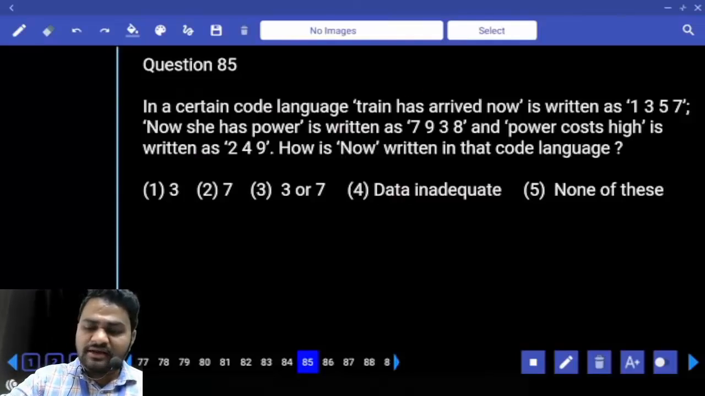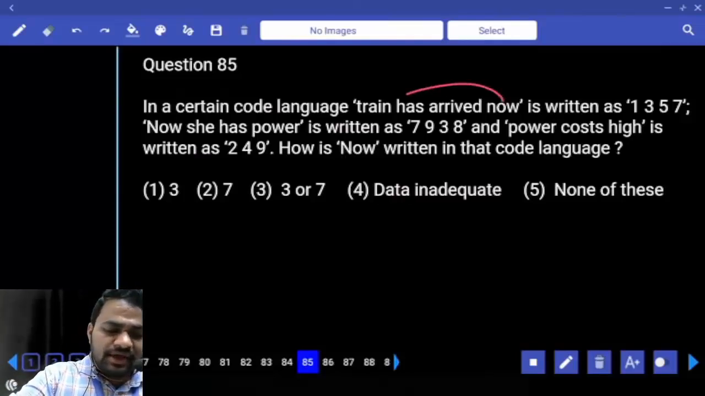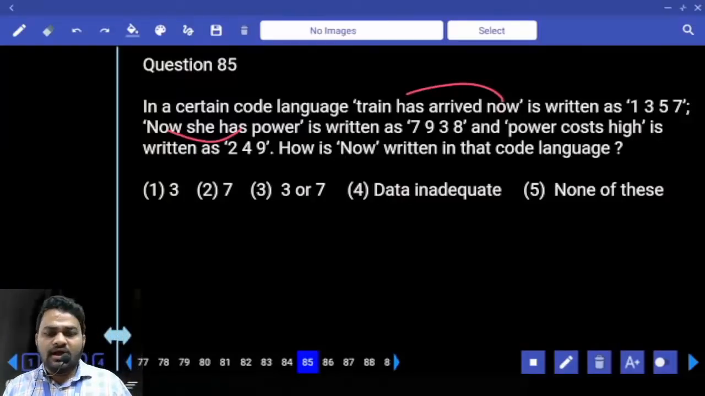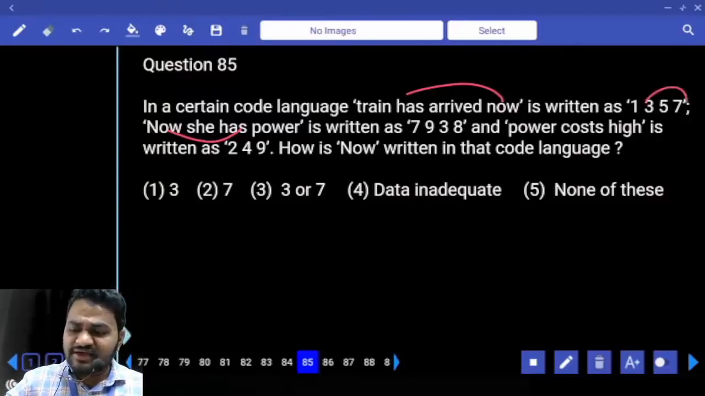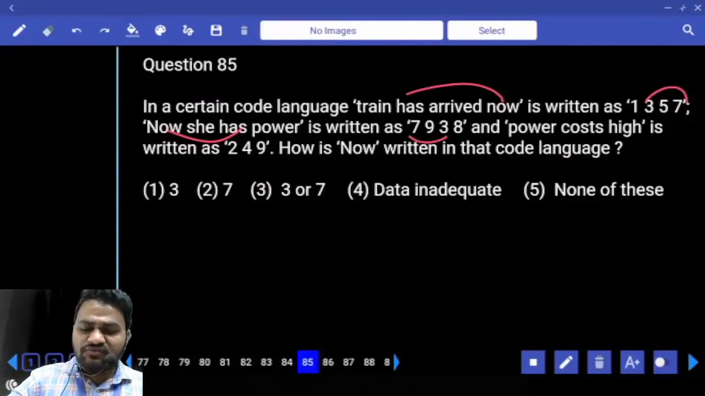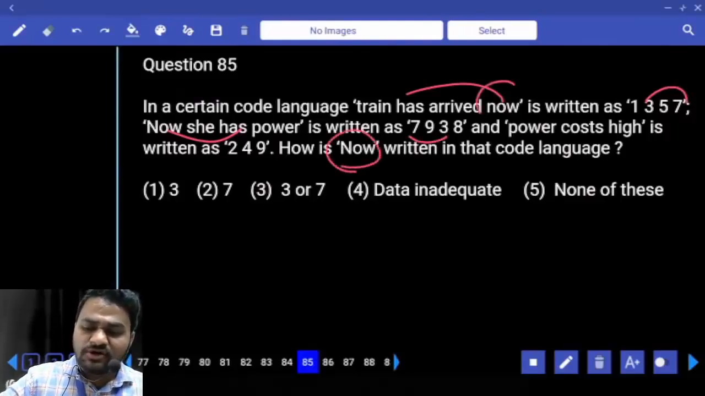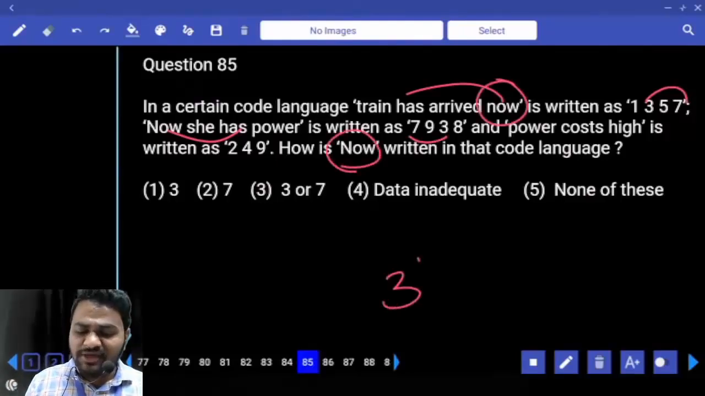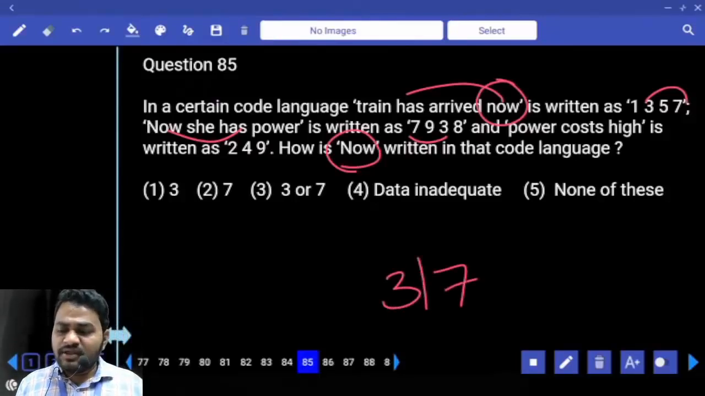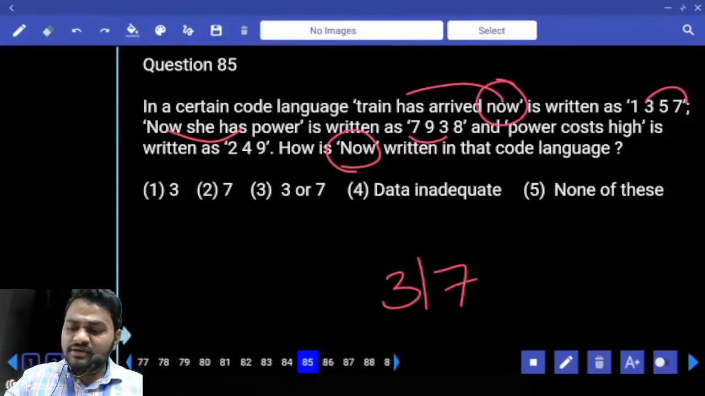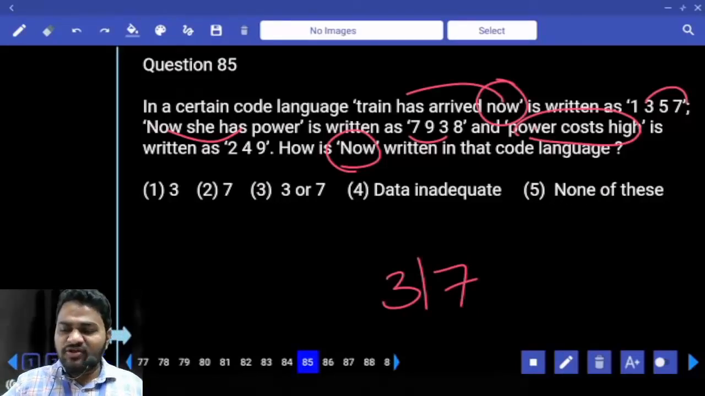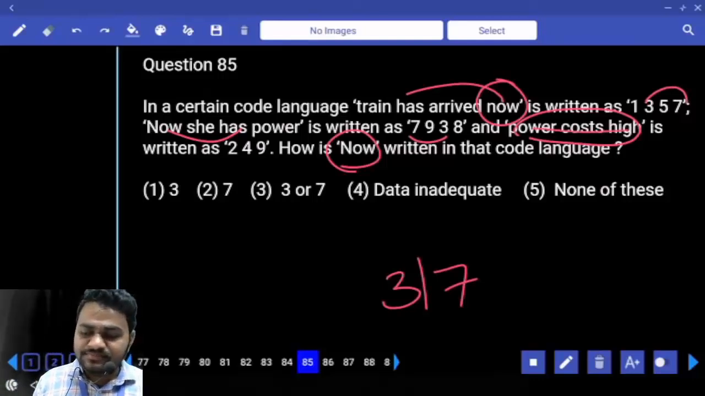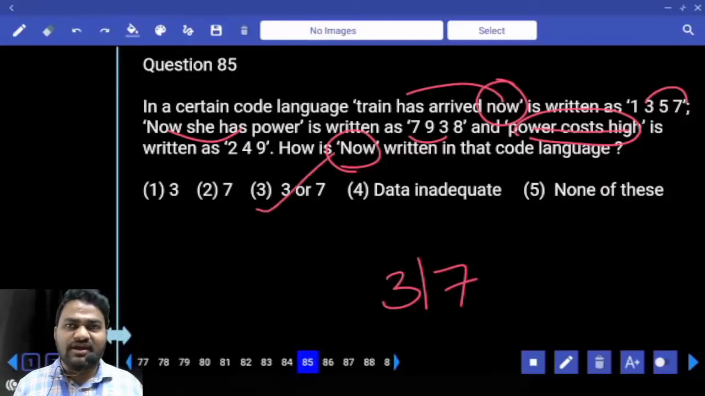Common words are "has now", and on the right side common numbers 1357, 3737. So we need to decode now. Common words lone now undi. My answer will be 37 in between. Power cause high. Here we don't have any word between "has" and "now", so the answer is either 3 or 7, option 3.